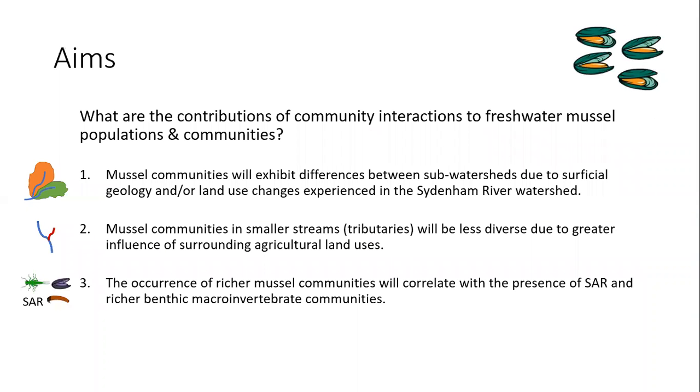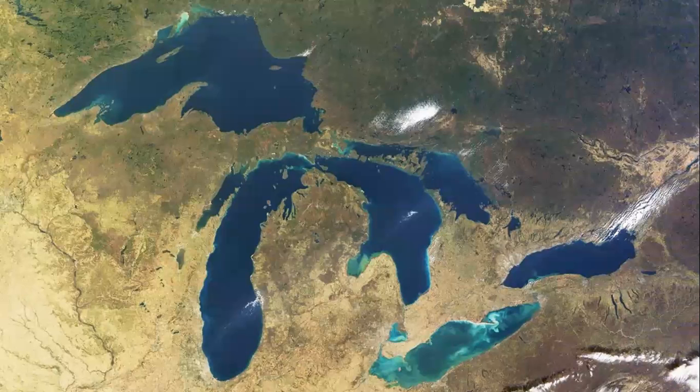For that, I'm looking at associations between mussel species, patterns of mussel community assembly over environmental and habitat size gradients, and the link to benthic macroinvertebrate communities, and specifically differences between sub-watersheds and between tributaries and main stems. I'll refer back to these three icons on the left of my slide for each of my aims as I work through my results.